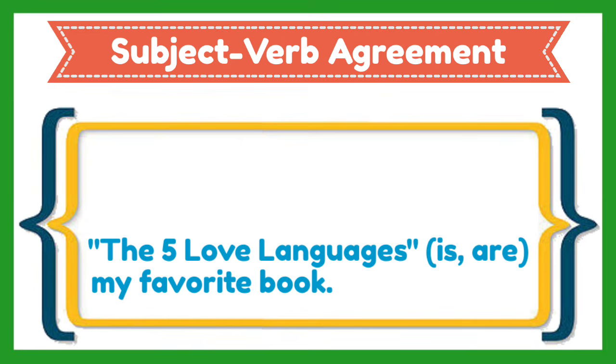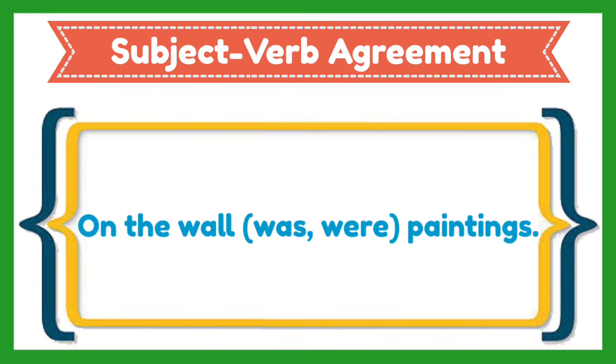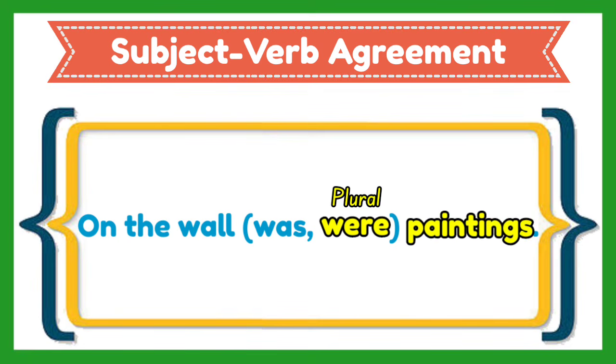Next, the 5 love languages are my favorite book. The answer is is. Why? Because here's the rule. Titles of books, plays, films, and other literary works always take singular verbs. Another item. On the wall were paintings. The answer is were, plural. What is the subject in this sentence? It is paintings, plural, not the wall.